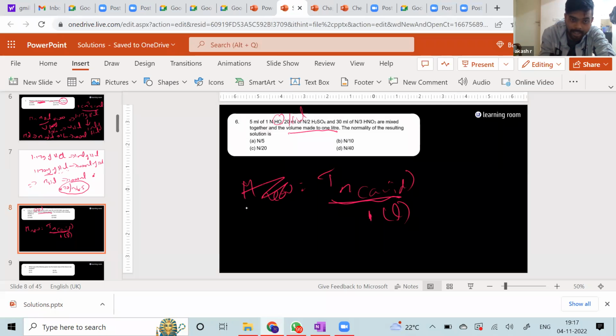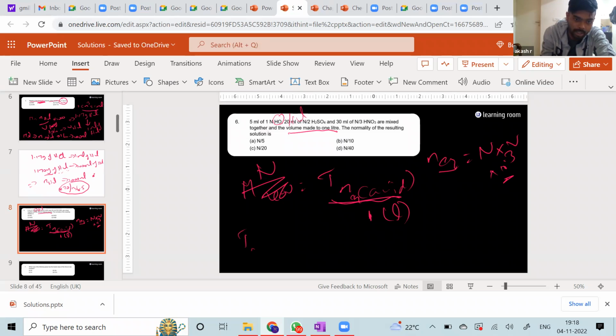Now they're asking about normality, so it is N. Normality is N, so instead of number of moles, it should be number of equivalents. And how do you calculate number of equivalents? Number of equivalents is equal to normality into volume into 10 to the power minus 3. Why 10 to the power minus 3? Again, because the volume is in ml. If it is in terms of number of moles, it would be molarity into volume into 10 to the power minus 3. Right. So now all I have to calculate is the total number of equivalents.